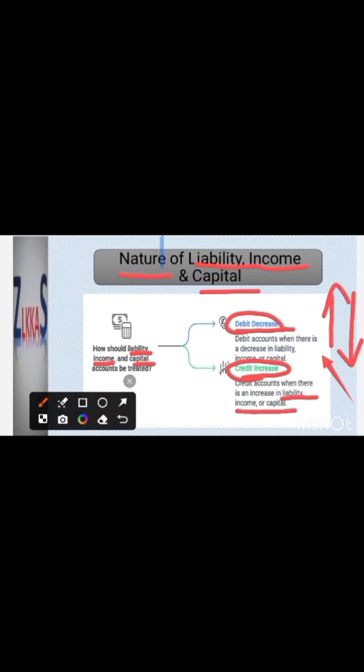So if you understand and remember the nature of these five accounts, you can easily post the transactions in the bookkeeping system, the dual entry system, that is about debit and credit.